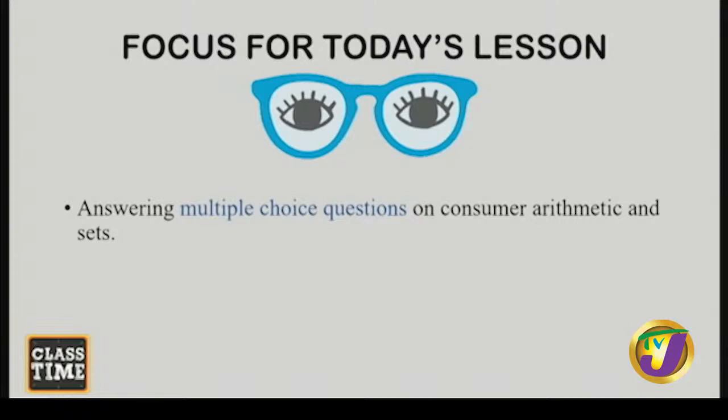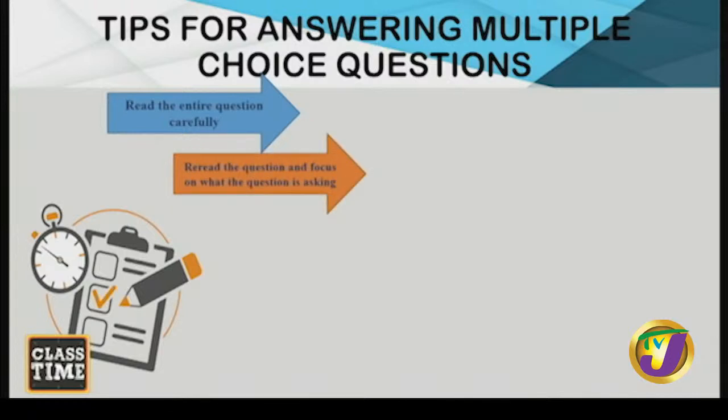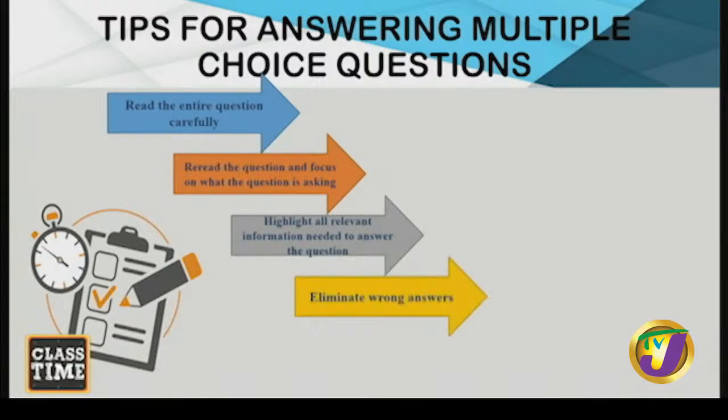Okay, so now for some exam tips when we're answering multiple choice questions. Our first tip: read the entire question carefully. Then reread the question and focus on what the question is asking. That's very important. Then highlight all relevant information needed to answer the question. You can underline, circle, whatever it is. Also, eliminate wrong answers. That will help to save time, and we'll see how that works later on.